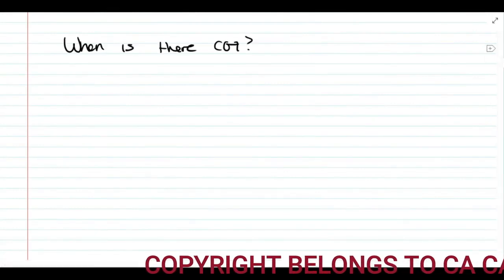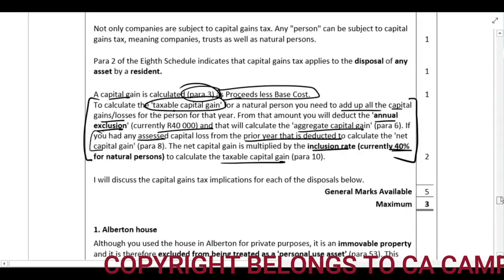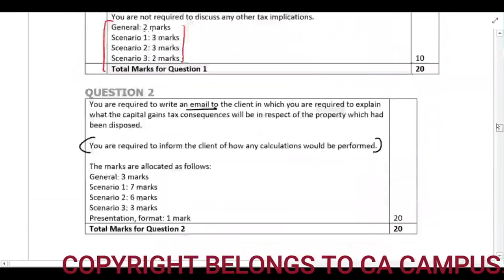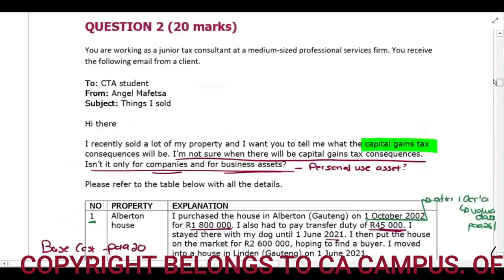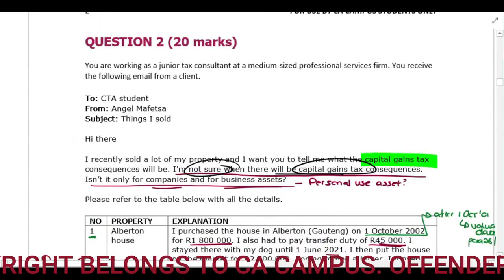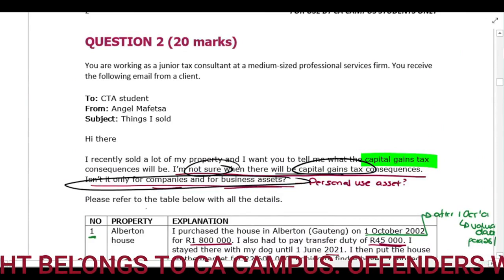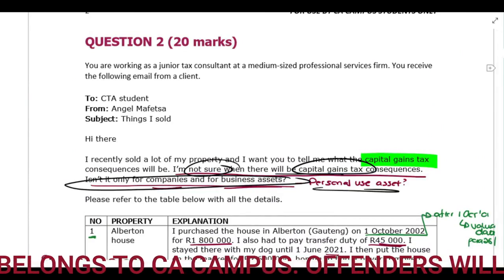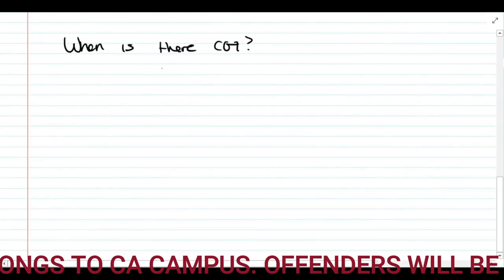When is the CGT? I'm going to remind you, we specifically have to address this because if you look at the question that the client asks, she says, I'm not sure when there will be capital gains tax. And is it only for companies or for business assets? You have to address these things. So when is there CGT?